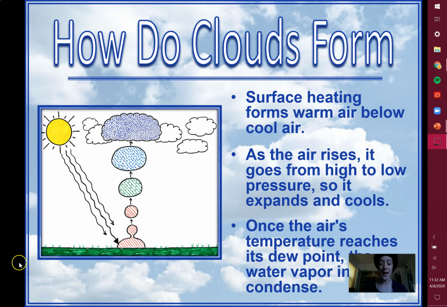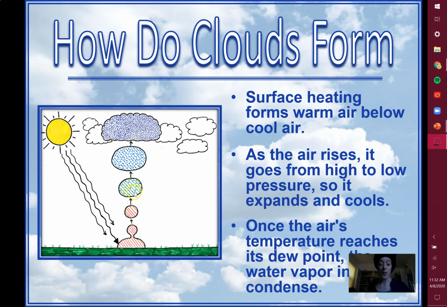Okay, so how do clouds form? Clouds form when surface heating, so heat from the sun, forms warm air below cool air. You can kind of see in this picture that the warm air is forming closer to the ground. And as the air rises, it goes from high to low pressure, so it expands and it cools, right? There's more pressure down low, down here.